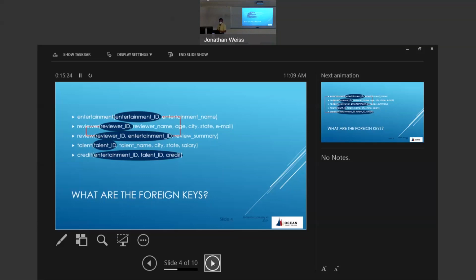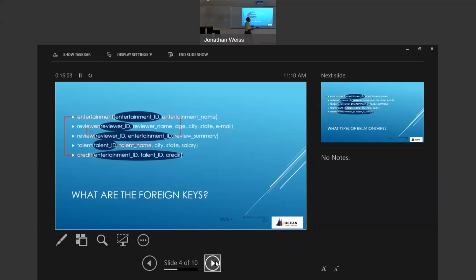Okay, what are the foreign keys in credit then? Yeah. That's exactly right. Entertainment ID references the entertainment for which that credit applies, and talent ID represents the talent who is associated with that credit. Spike Lee or Ben Stiller or whoever you care to put there. But yeah, so those are the foreign keys.